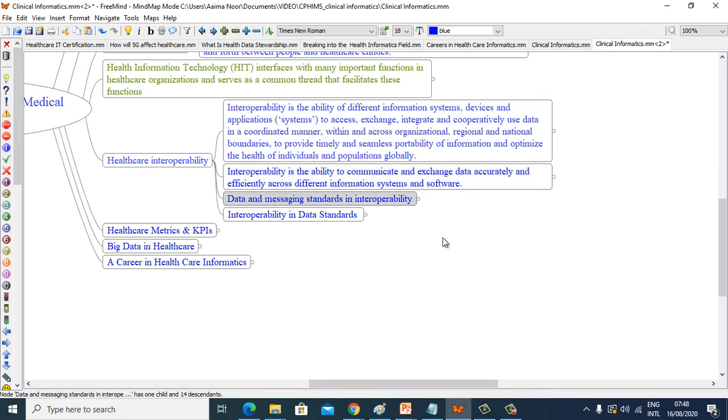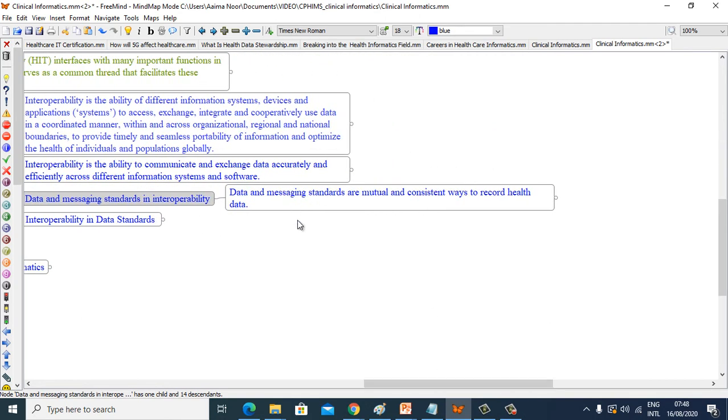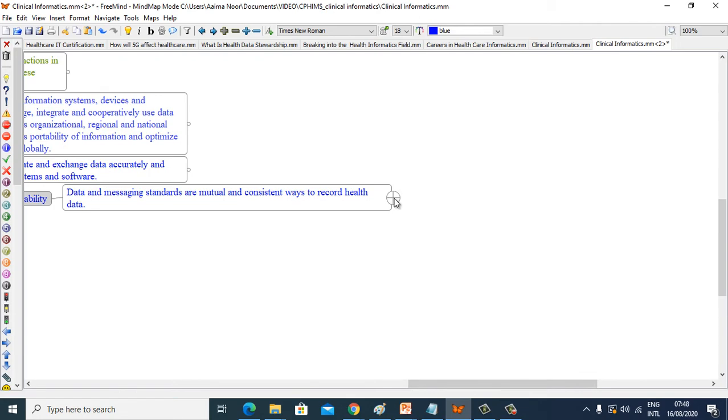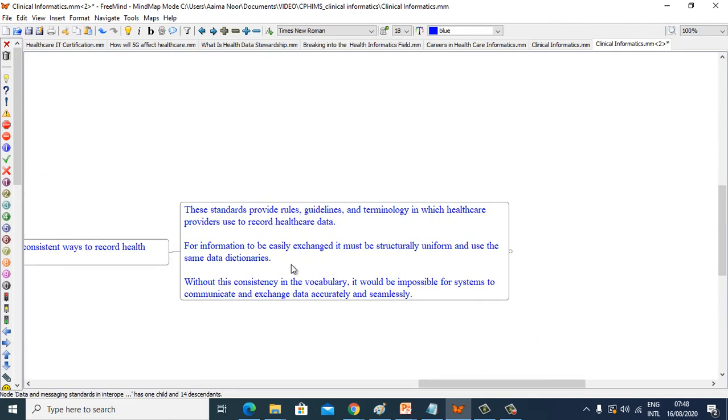Data messaging standards in interoperability. Data and messaging standards are mutual and consistent ways to record health data. These standards provide rules, guidelines, and technology which healthcare providers use to record health data.